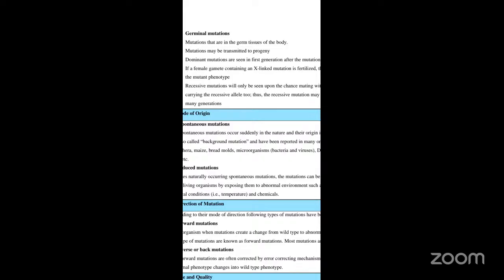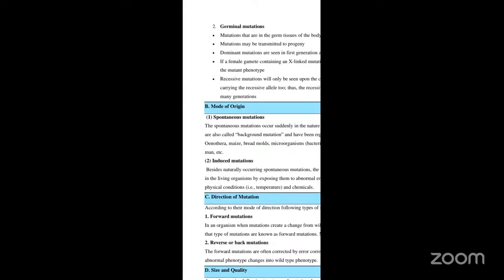So the germ mutations, or the germinal mutations, are observed in the germ tissues of the body and they are transmitted to the progeny, that is, from parent to offspring. And the dominant mutations are seen only in the first generation after the mutation occurs. Then this is the first category. Based on the type of cell involved, you have two different types of mutation. One is somatic and the other one is germinal.